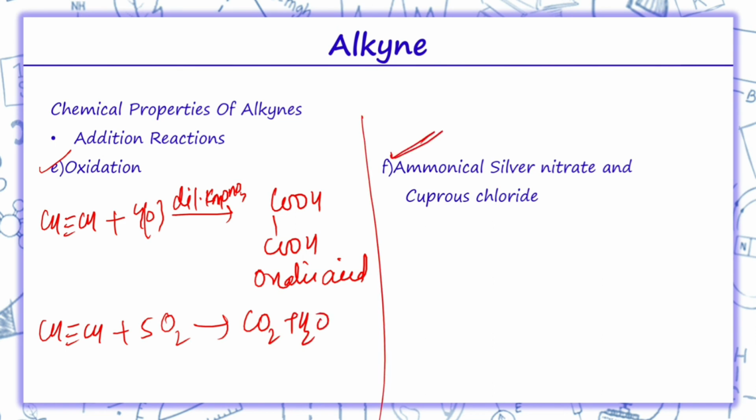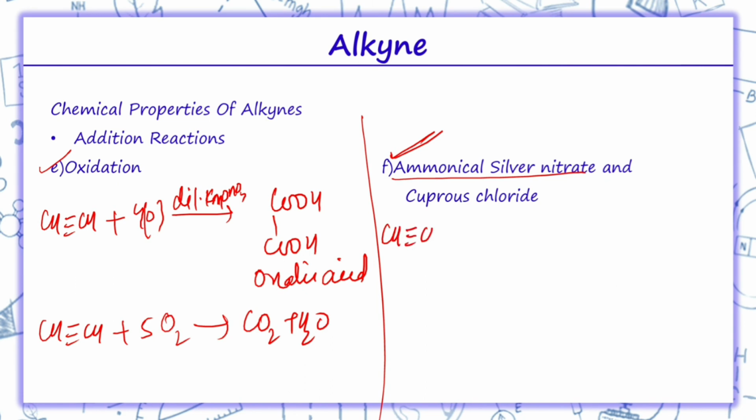Similarly in alkynes, if ammoniacal silver nitrate and cuprous chloride solutions are added, they also give reactions. When ammoniacal cuprous chloride is added, we get a red precipitate of copper acetylide, and when ammoniacal silver nitrate is added, we get a white precipitate of silver acetylide.